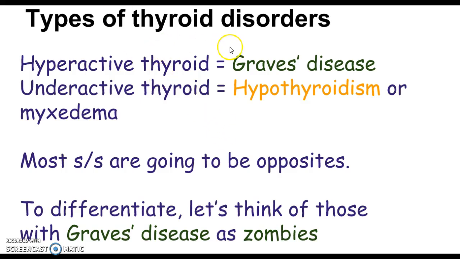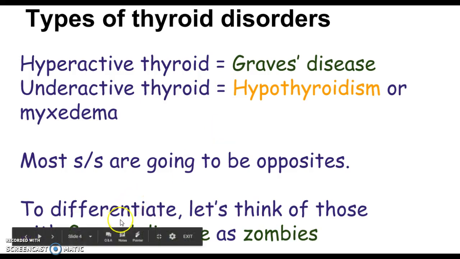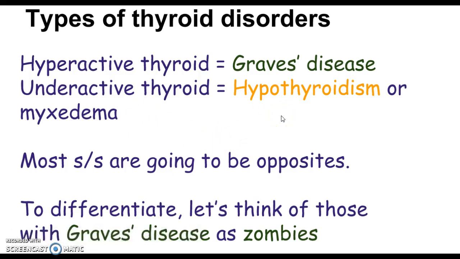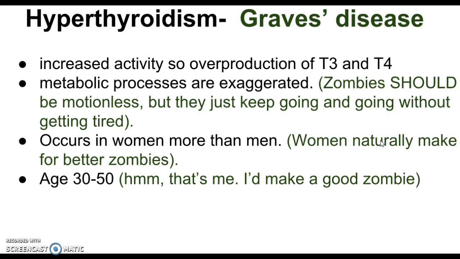So types of thyroid disorders, we'll start with the thyroid. We have hyperactive thyroid. This is sometimes called Graves' disease. And then an underactive thyroid is just called hypothyroidism, or sometimes it's called myxedema. Signs and symptoms are going to be mostly opposites on these 2. And so to differentiate, I'm going to think of those with Graves' disease as zombies, and I just get that from the, no offense to people who have a hyperactive thyroid, but when you see the word Graves, it reminds me of zombies coming out of the grave. So I'm going to use a zombie analogy here with my Graves' disease.